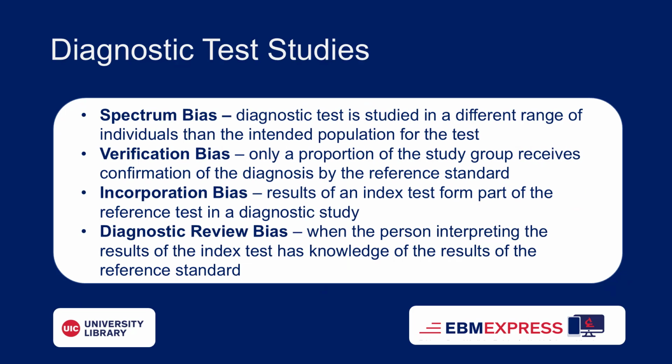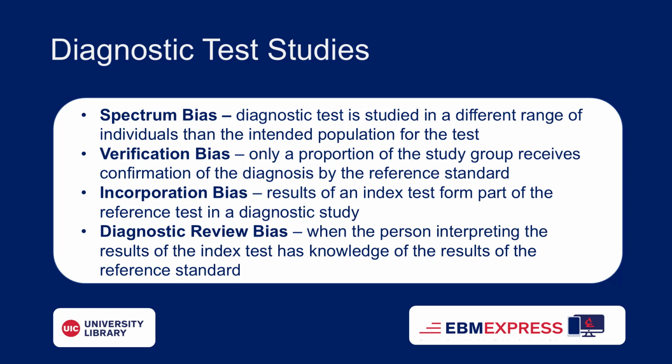There are four common biases that can occur in diagnostic test studies. Spectrum bias occurs when a diagnostic test is used on a group other than the population for which it was intended. This can have varying effects on sensitivity and specificity. Verification bias occurs during investigations of diagnostic test accuracy when testing strategies differ between groups of individuals, leading to differing ways of verifying the disease of interest.